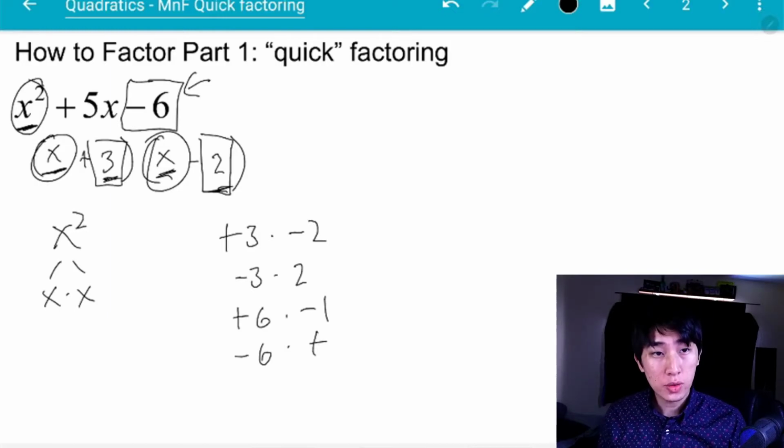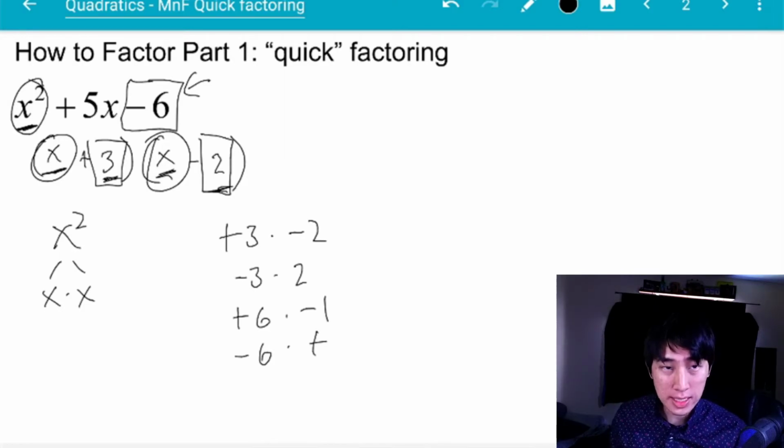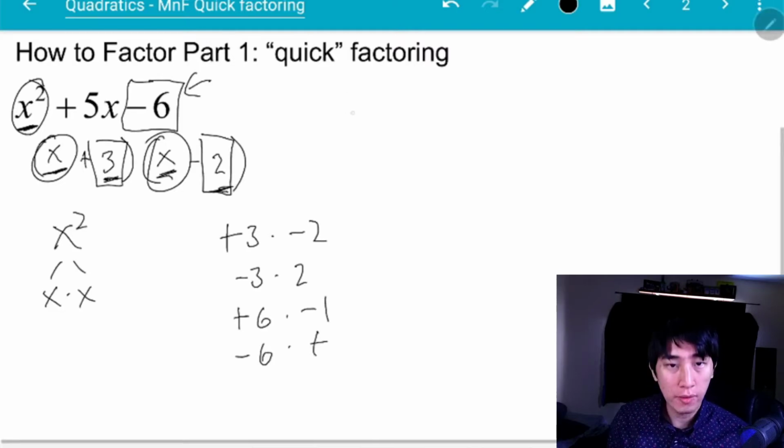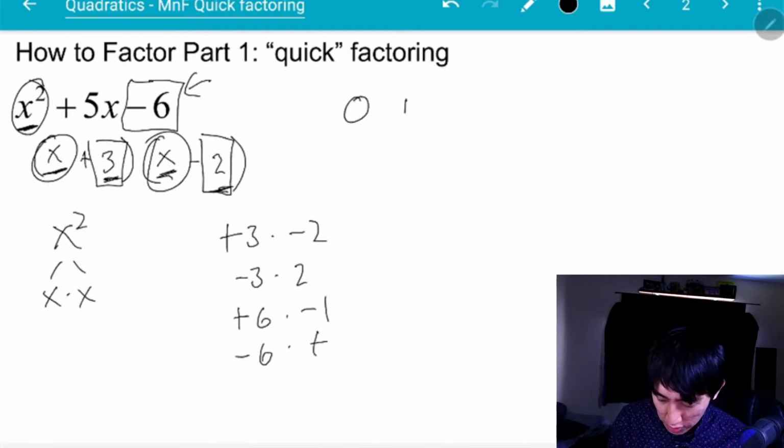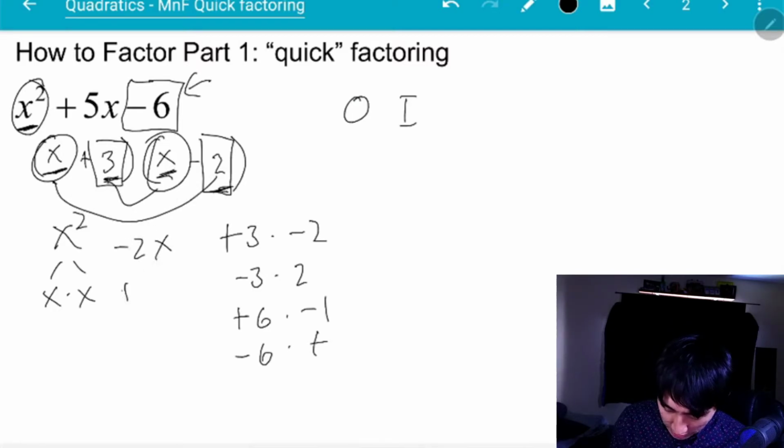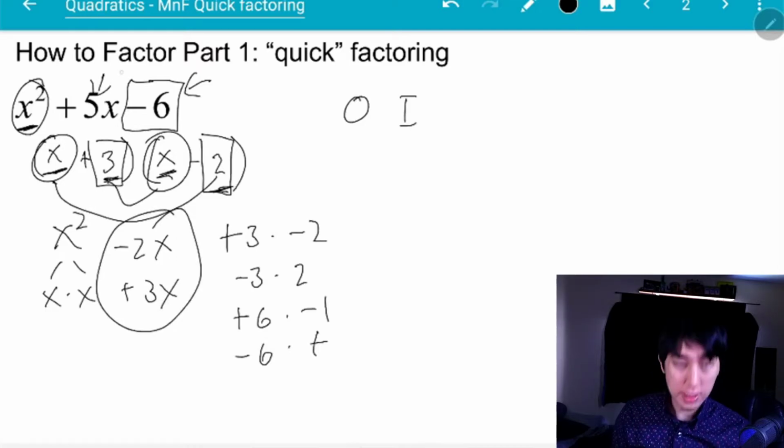So so far we have two steps. Number one, we set up our parentheses and we set up our plus or minus. The second thing we do is put in some factors. And the third step is we need to test our factors. Now, the way we test our factors is basically we're FOILing. And the thing we do here is we just do the OI test. We multiply the outers, we multiply the inners. So we're going to get negative 2x plus 3x. And for this to work, these two need to add up to give me my b.